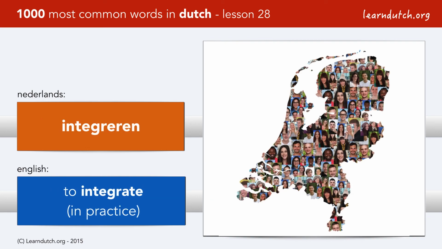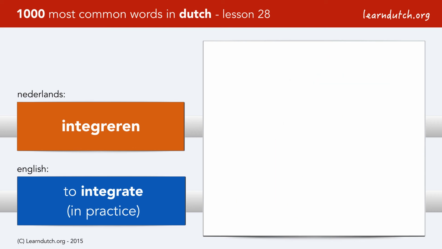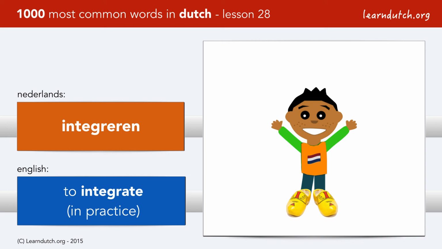Integreren. And this expresses the process of taking part in Dutch society in real life. So, if you put on your clogs, an orange shirt, and you support our Dutch football team with some Dutch friends, then we say, je bent goed geïntegreerd. And one step further is becoming Dutch.